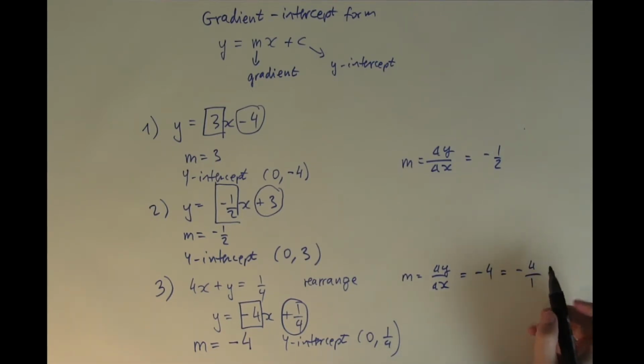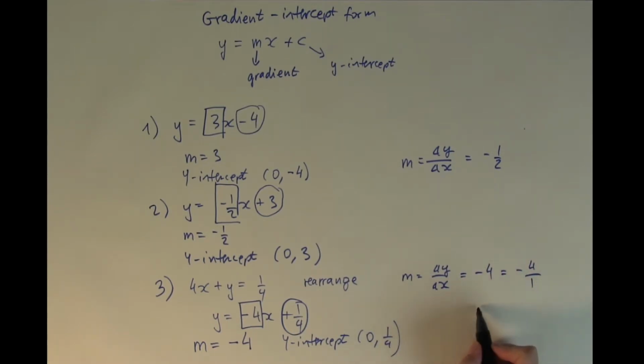So any whole number can be put as a fraction over 1. So this would tell me I'm going 1 in the x and I need to go down 1, 2, 3, 4 in the y. 1 in x, 4 down in y.